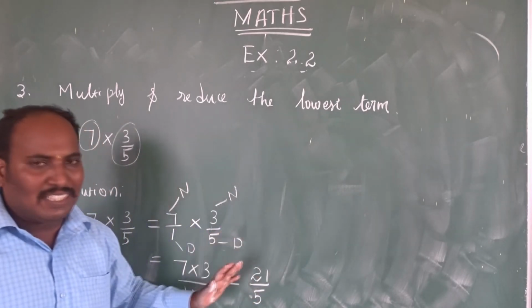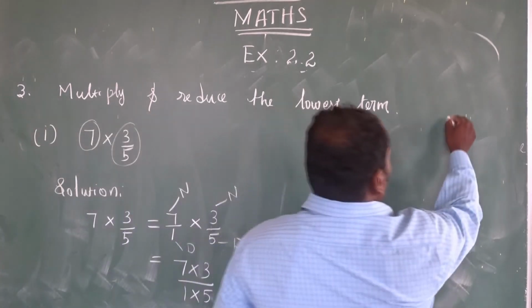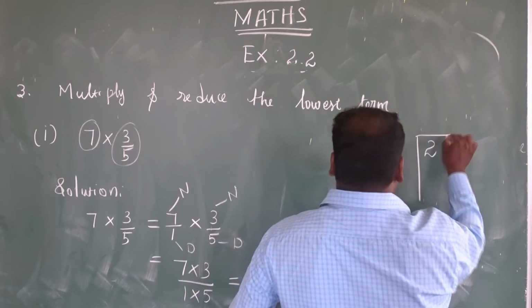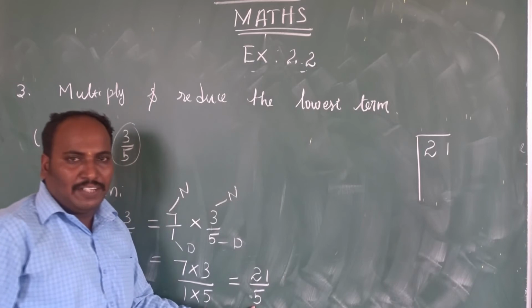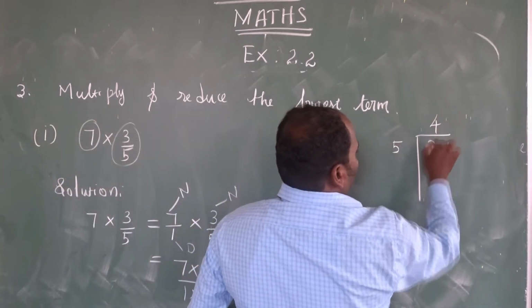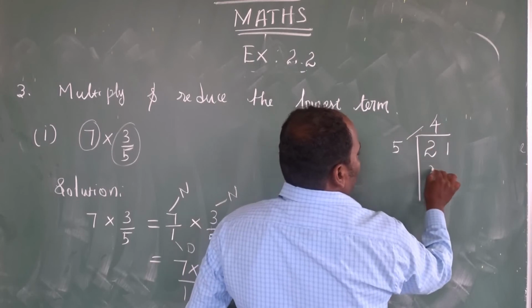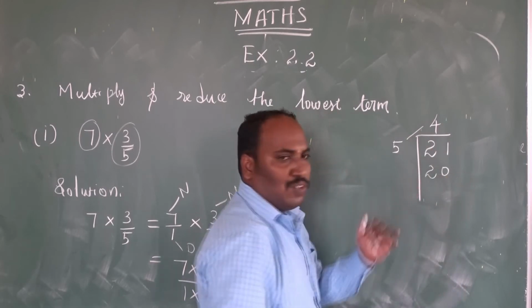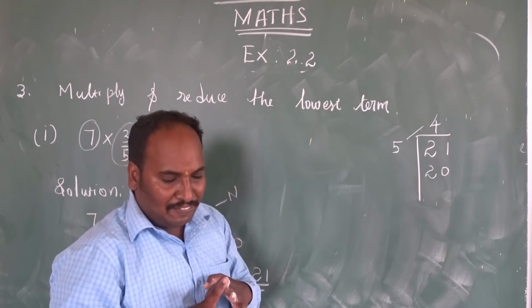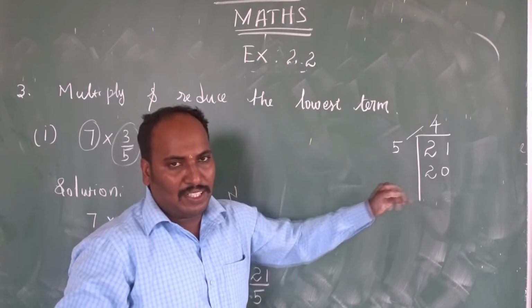That means a mixed fraction. So 21 divided by 5. 4 fives are 20. 1 five is 5, 2 fives are 10, 3 fives are 15, 4 fives are 20.